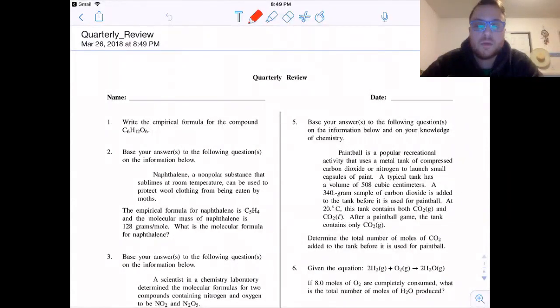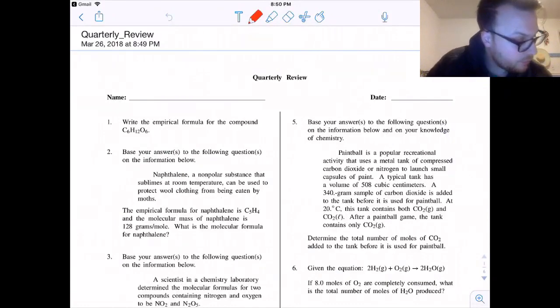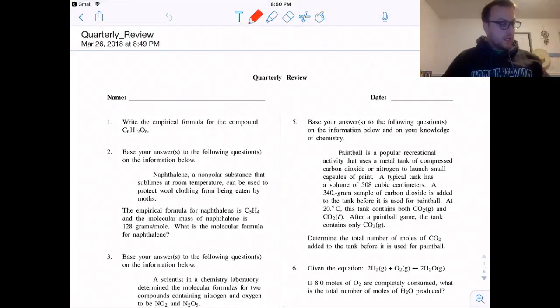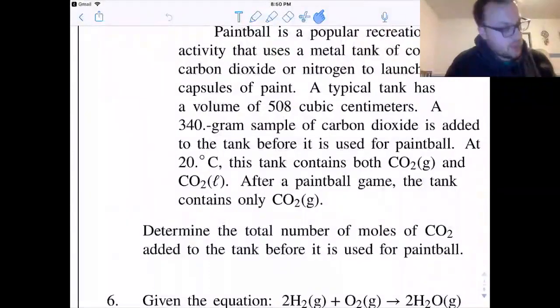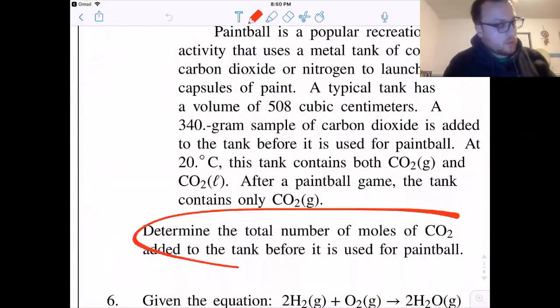Five. Determining the number of moles of carbon dioxide. So you got to do a little bit of reading here. It was a big puzzle piece, but somewhere in this giant paragraph it said you had 340 grams. That's given to you, that mass. So you do given divided by actual, and you get moles.